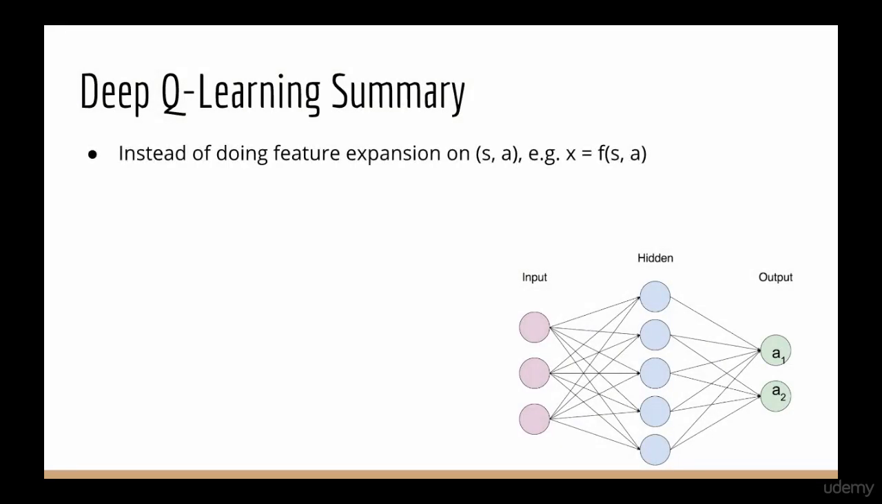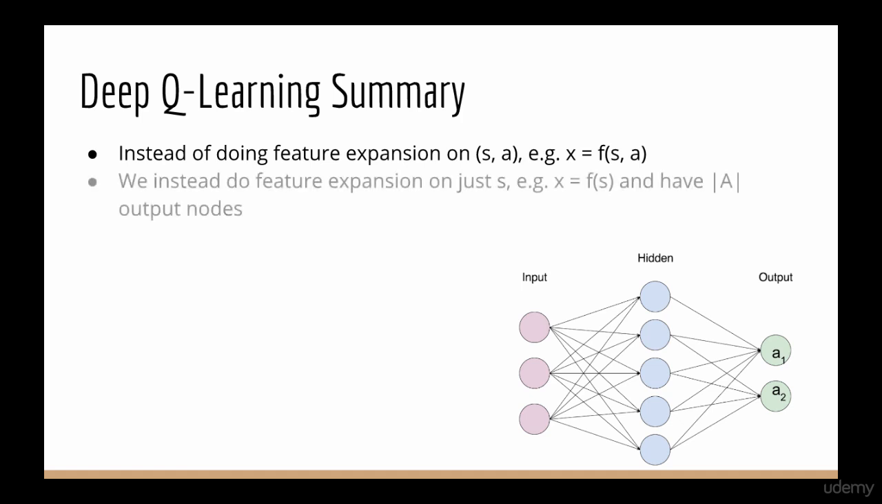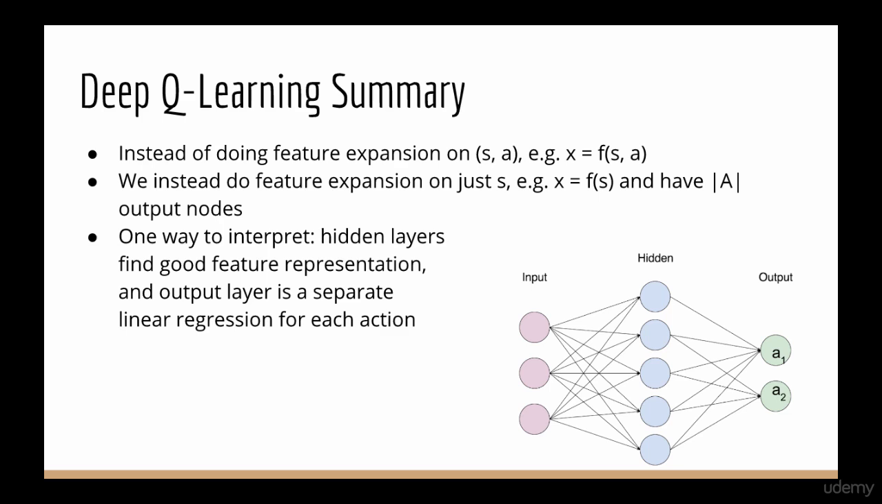Another modification we made was for how to model Q. Instead of doing a feature expansion on the state-action pair, as in traditional reinforcement learning, we instead do a feature expansion on just the state and have an output node for each action. In terms of neural networks, you can think of this as each of the inner layers of the neural network finding a good feature representation, and then the final output layer being a separate linear regression for each action. Something to consider though is, how would this work if you had an infinite number of actions?